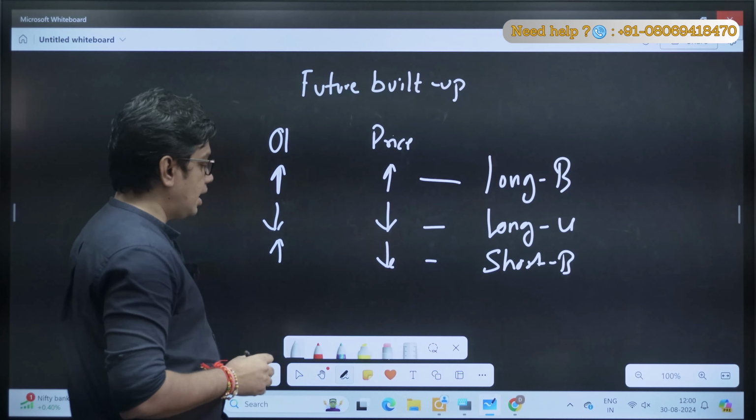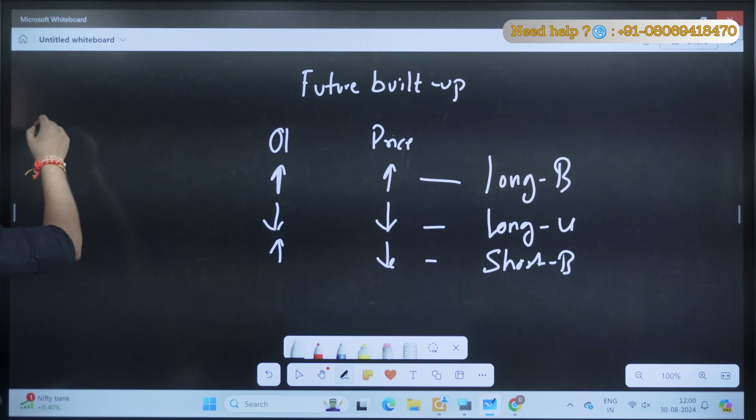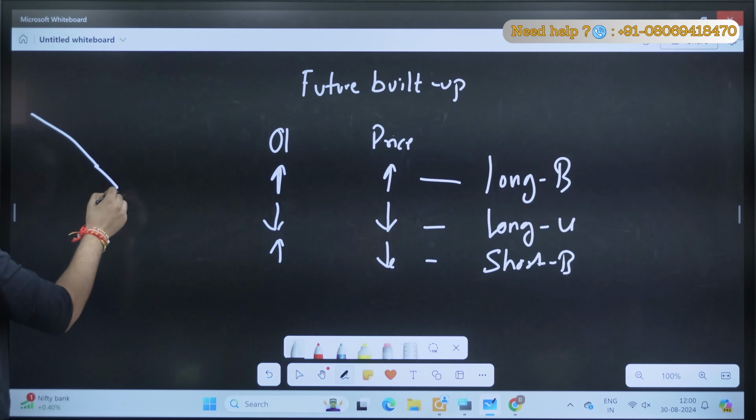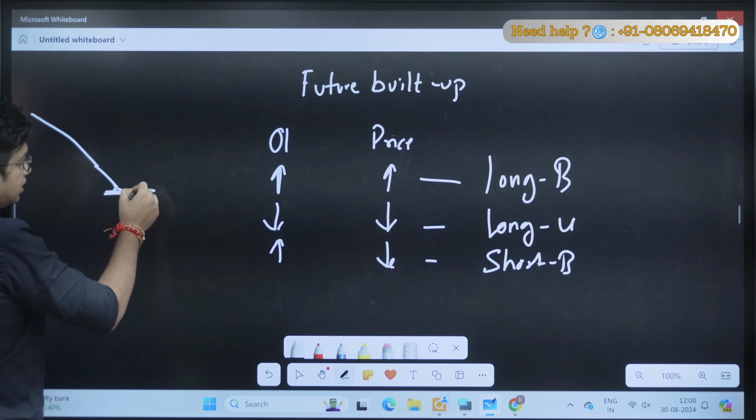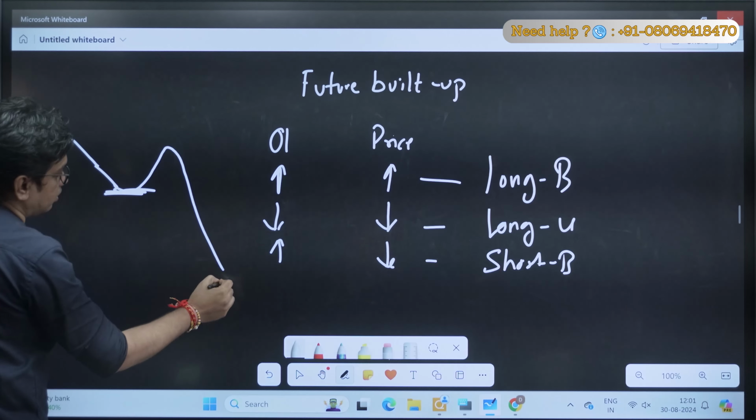Now when short build up occurs, price goes like this, and at a certain point I will book my profit. So here price bounces back, then again goes down like this.